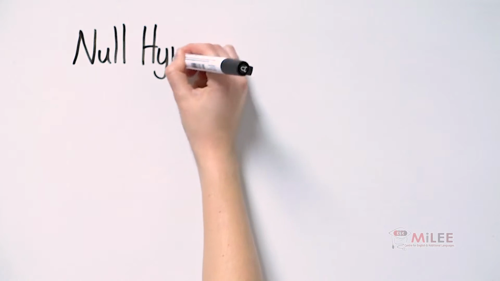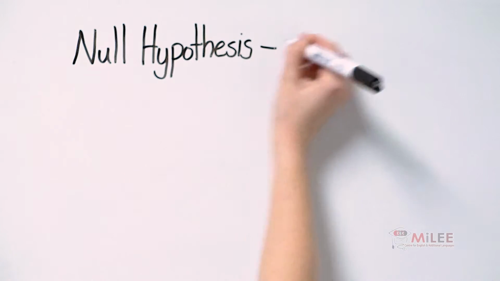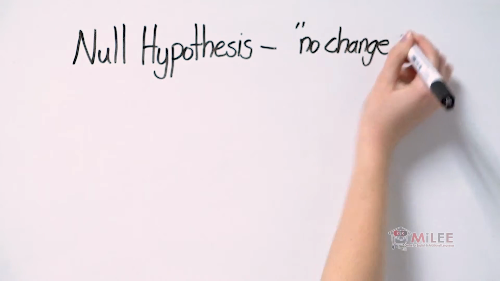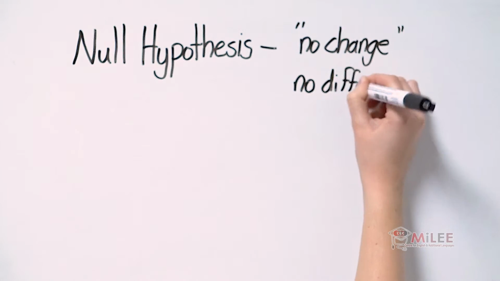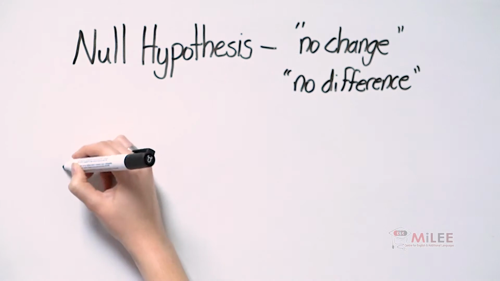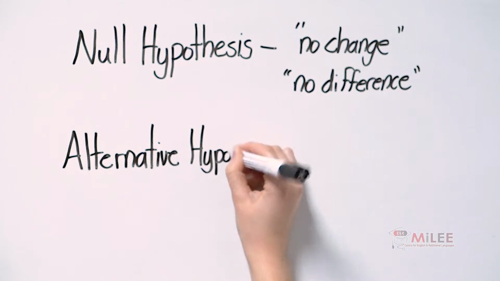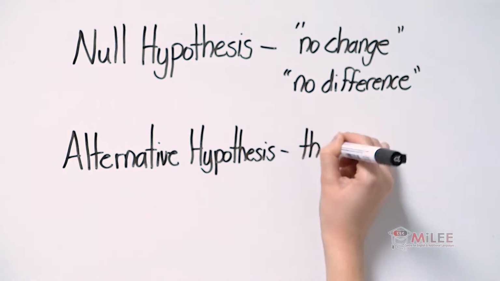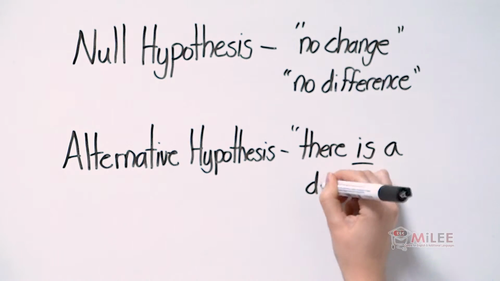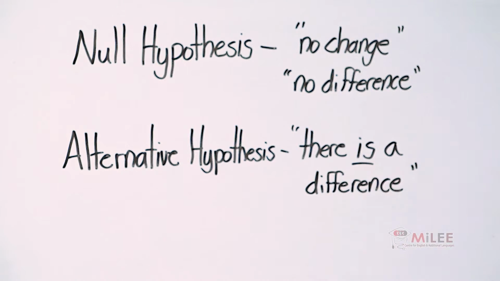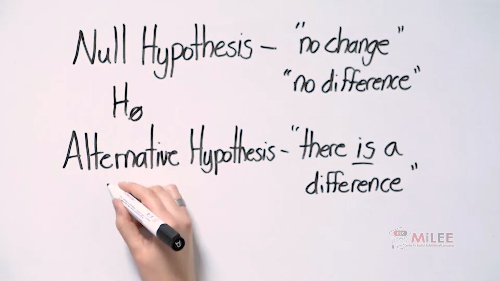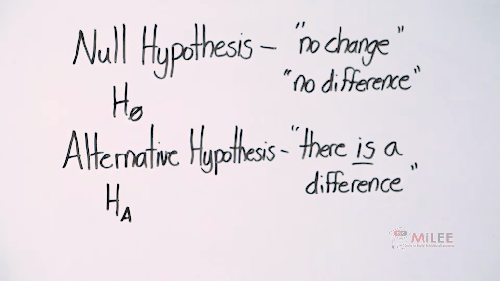Now let's get back to our hypothesis. Remember that every experiment has a null hypothesis and an alternative hypothesis. The null hypothesis is often the no change or no difference hypothesis. The alternative hypothesis is the opposite of the null hypothesis. The predicted difference is true. We often denote these like this.